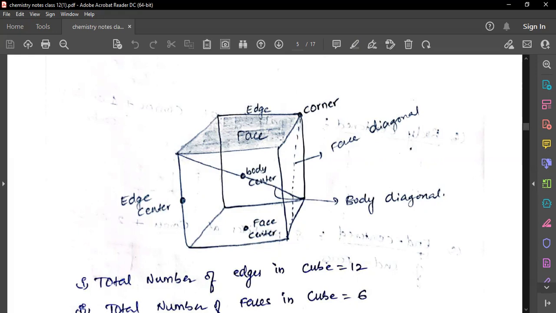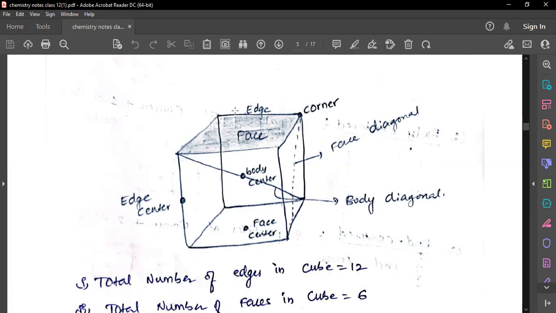If you take the cube, how many faces will be there? 6 will be there. You know what a face is also. The next one is the edge center. Edge is different, edge center is different. If you are placing the atom at the center of the edge, that is the edge center. If you are placing the atom at the center of the face, that is the face center.